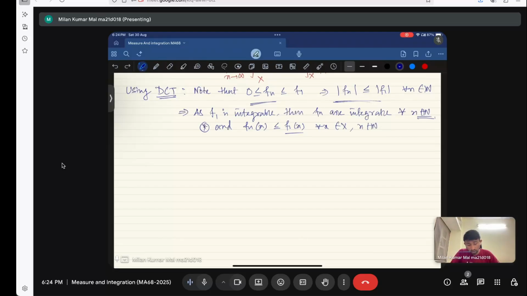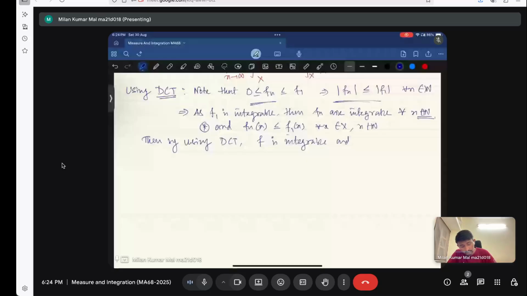As this is playing the role of g in the dominated convergence theorem, it satisfies all the conditions of the dominated convergence theorem. So by using the dominated convergence theorem, the almost everywhere pointwise limit f is integrable in the first place, and limit n tends to infinity of the integral of fn d mu over x is equal to the integral over x of f d mu. But one can do this using the monotone convergence theorem as well.